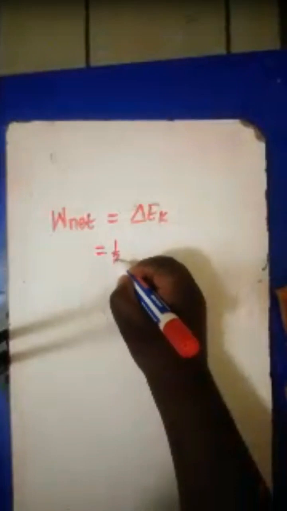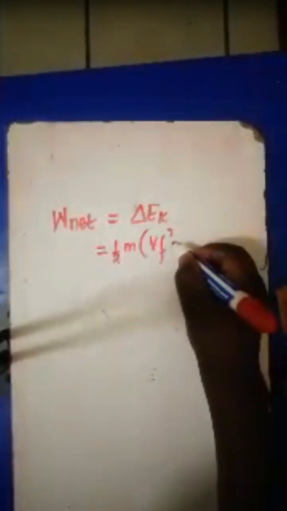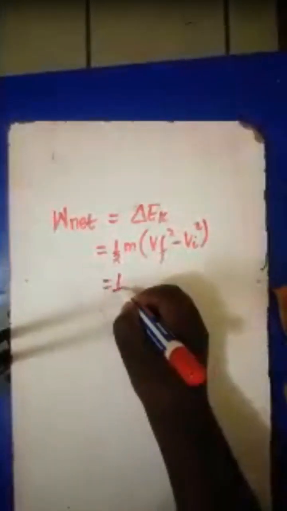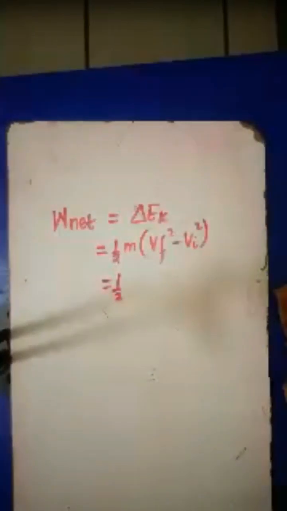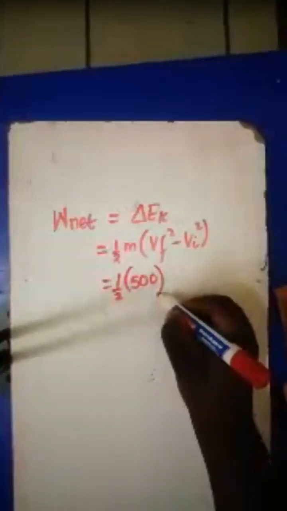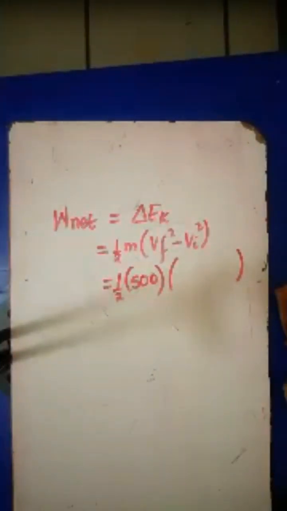1/2 m (v final squared minus v initial squared). Do I know the mass in the problem? Yes. I'm told that it's 500 kg. So I have the mass. Which velocity is final? Which one is initial, colleagues?